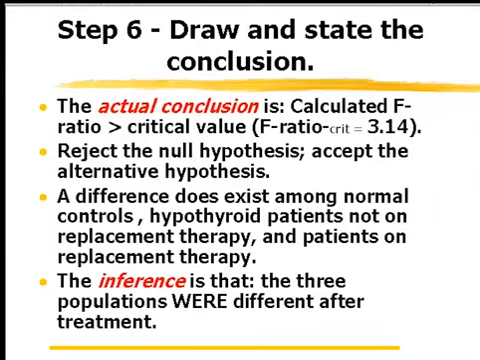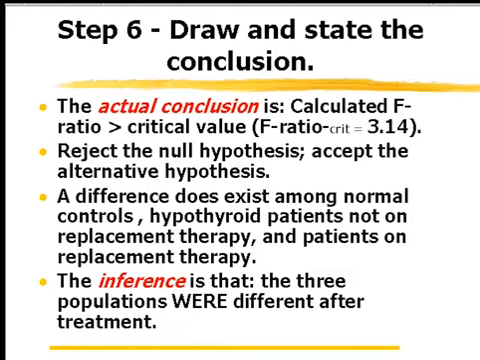Final step in the hypothesis testing process is to draw and state the conclusion. So the actual conclusion is that the calculated F ratio is greater than the critical value of the F ratio of 3.14. So in this instance, the 11.95 is greater than 3.14. So we are able to reject the null hypothesis of no difference and accept the alternative hypothesis that one of the three conditions is significantly different from one another.